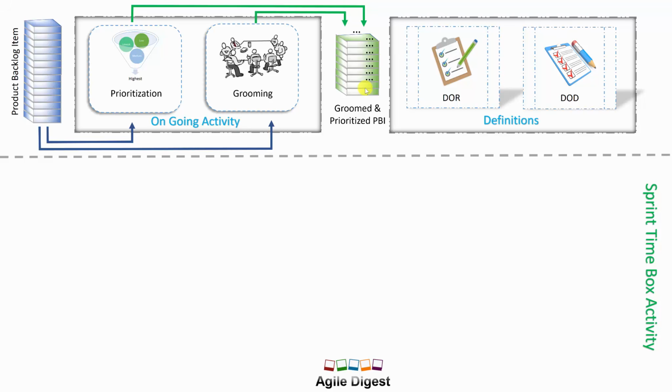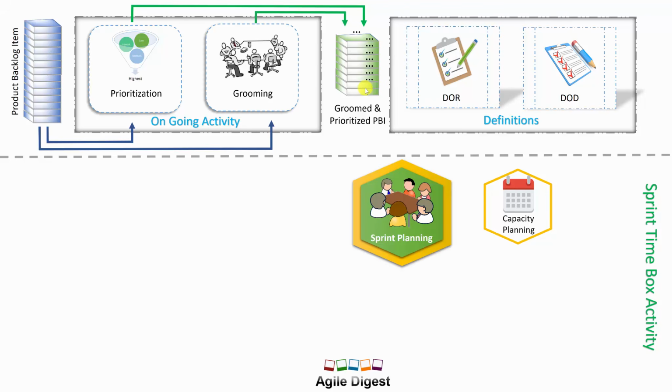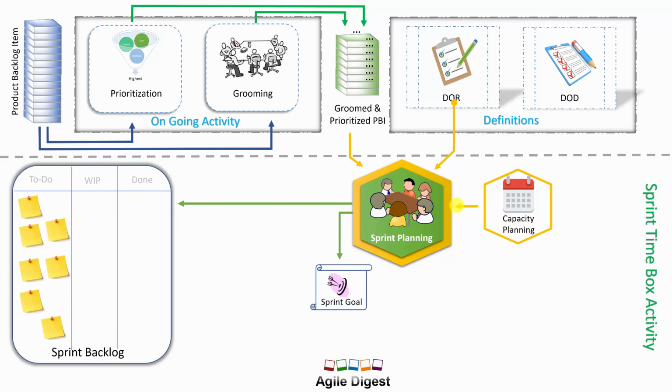Now within the sprint time box, we do a capacity planning, and then we do sprint planning. And this sprint planning takes input from these prerequisites, remember: groomed and prioritized PBI, definition of ready, and your capacity planning. So these areas are done, and now it generates a sprint goal. This came from your product owner vision. So these are the 2 outputs we get: a sprint backlog and a sprint goal. Those come from the sprint planning.